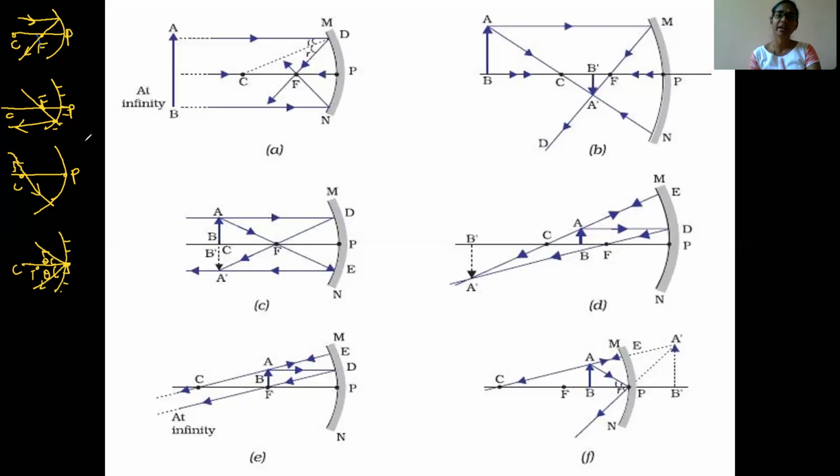To draw the ray diagrams, that means to get the image, we definitely require two rays. How many rays do you require? Two rays are required to draw the ray diagram, so any two ray rules we are going to use to get the ray diagram. Here the condition is when we take an object at infinity. When you take the object at infinity, the image will be formed at the focus.